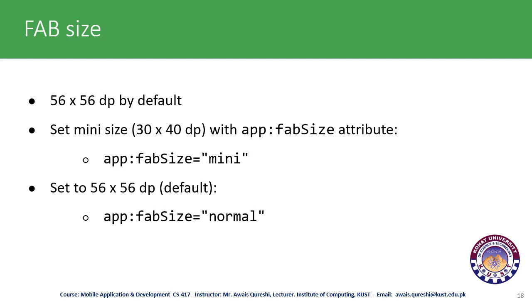And floating action buttons, the size is by default 56 by 56 dp, and we can set mini size. We can also set mini size in such a way like 30 by 40 dp with the app colon fab size attribute. In this fashion, app colon fab size is equal to mini, and we can also use the default size 56 by 56 dp by setting this attribute to normal. So when we use normal, it will take the default size of 56 by 56 dp.